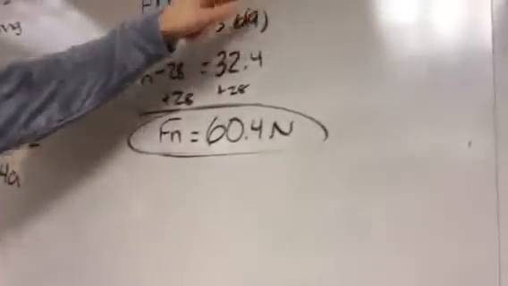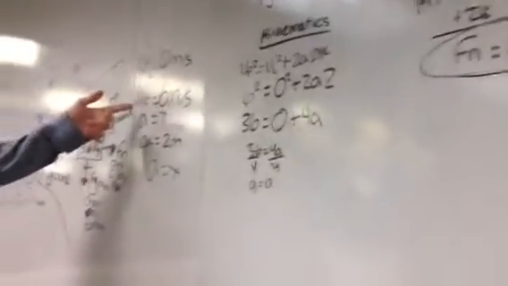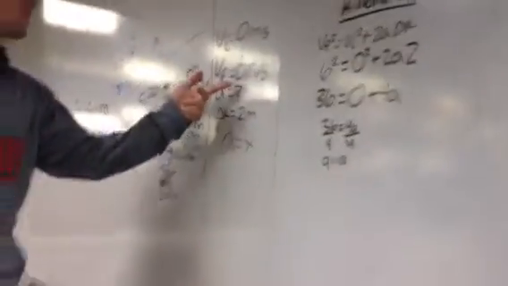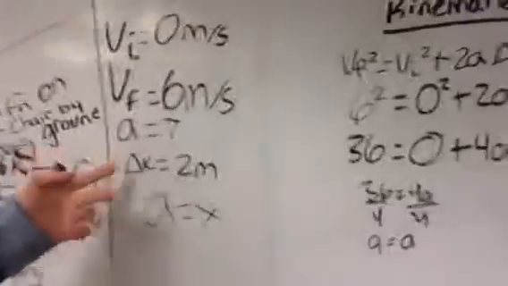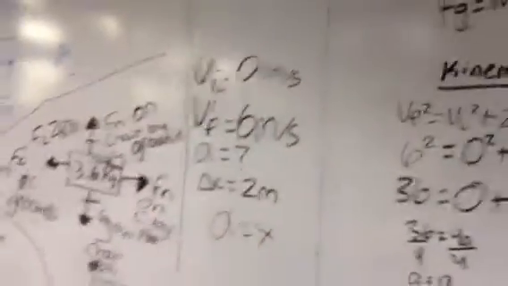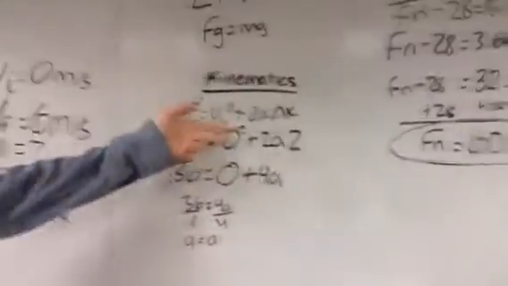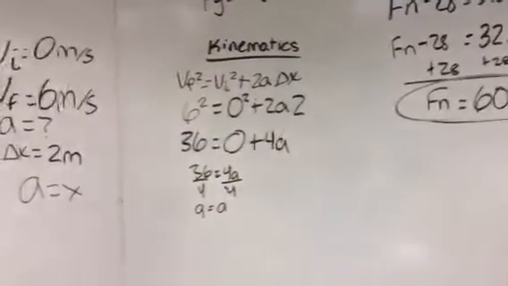So we don't know acceleration, so we have to go to our kinematics, and we know that velocity initial is equal to 0 meters per second, and we know that velocity final is 6 meters per second. We don't know acceleration, but we know that change in position is equal to 2 meters. So then we figured that this would be the best kinematics equation. Vf squared is equal to Vi squared plus 2a times change in position.